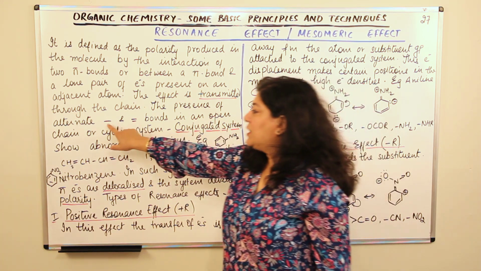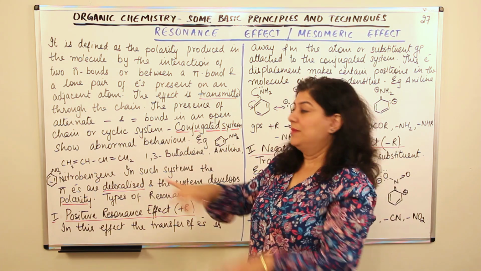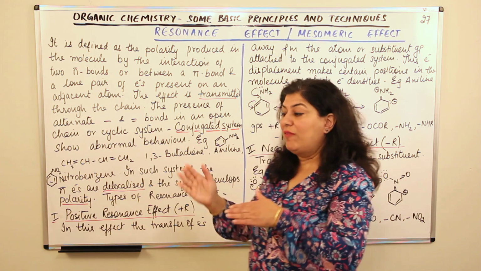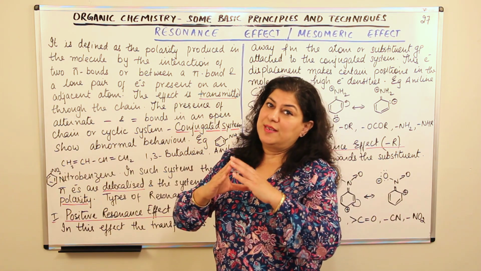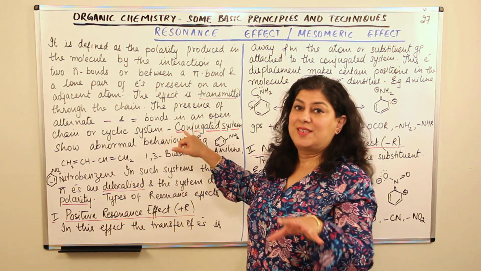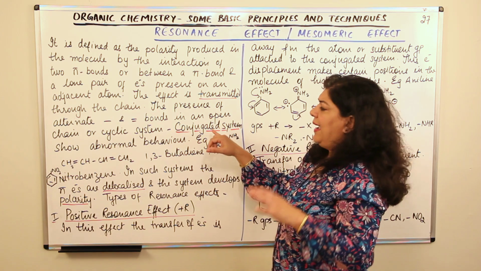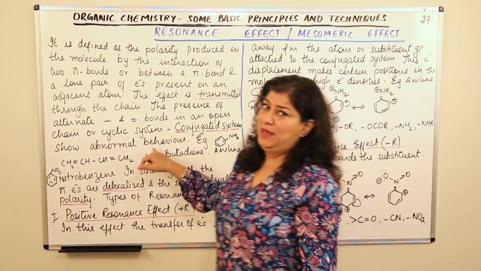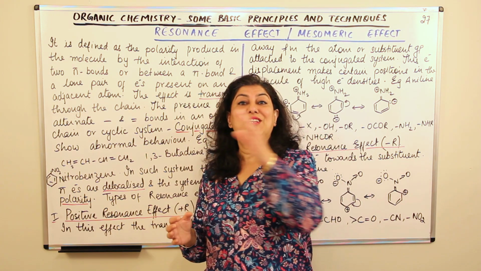The presence of alternate, single and double bonds in an open chain or a cyclic system will lead to resonance. And such a system where you have alternating single and double bonds, whether it is in an open chain compound or it is in a cyclic compound, such a system is known as conjugated system. And all molecules that have this conjugated system, they show abnormal behavior. And what is that abnormal behavior? That abnormal behavior is the delocalization of electrons.